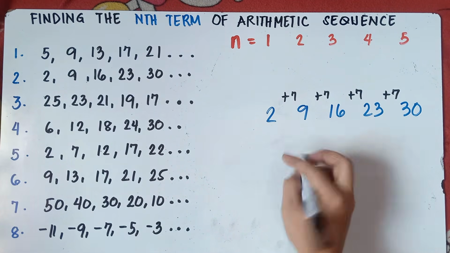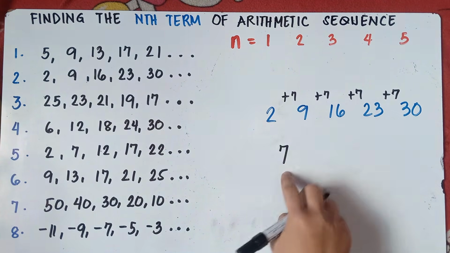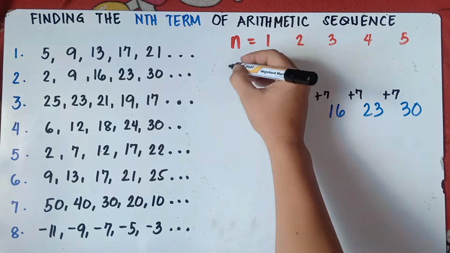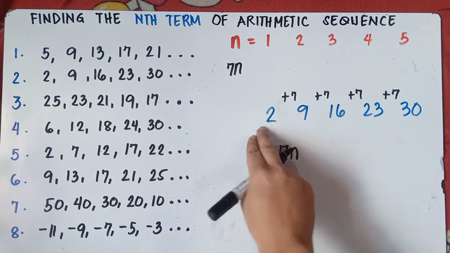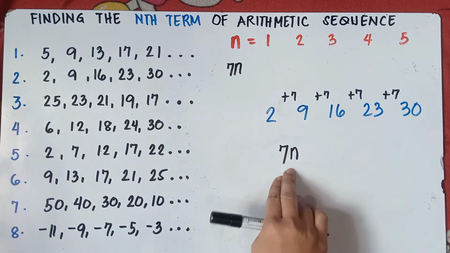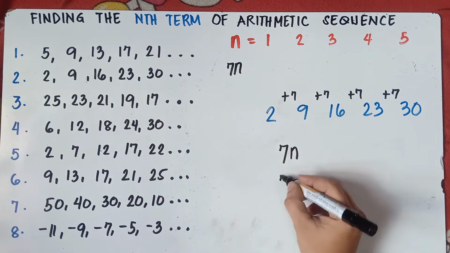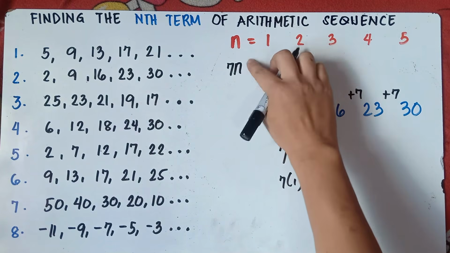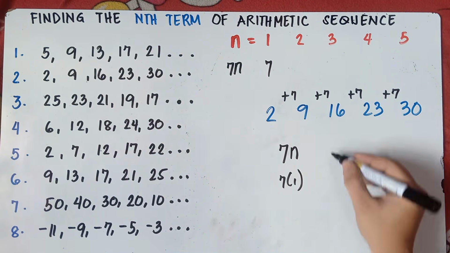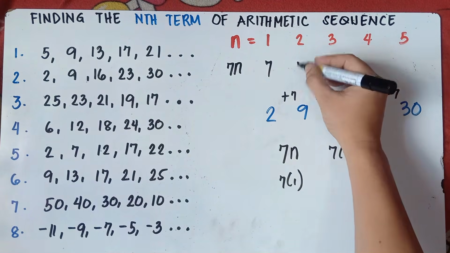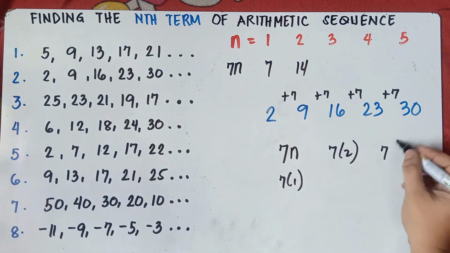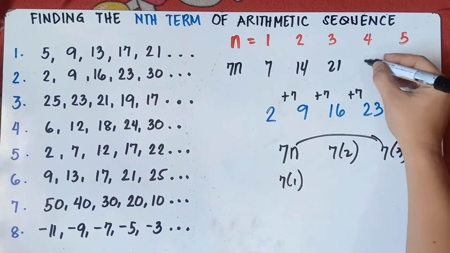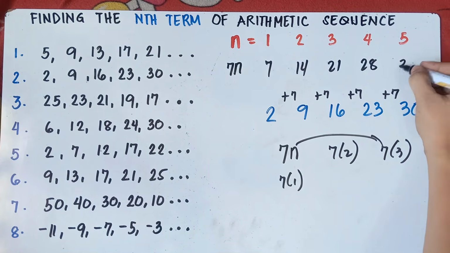Alright, so just write 7. Let's do it manually. Write the common difference and then write n. 7n. And then you put 7n here. This will be our guide to check if we will get the correct equation. So 7n, if n is 1, so 7 times 1, that's equal to 7. If n is 2, 7 times 2, that's 14. If n is 3, 7 times 3 is 21, 7 times 4 is 28, 7 times 5 is 35.